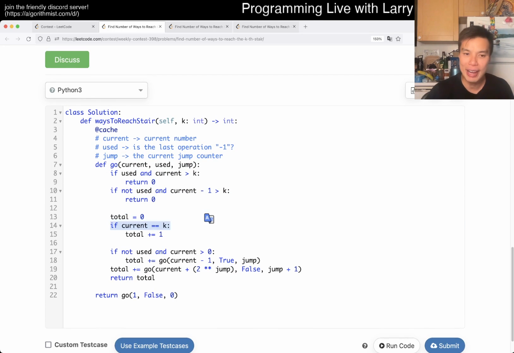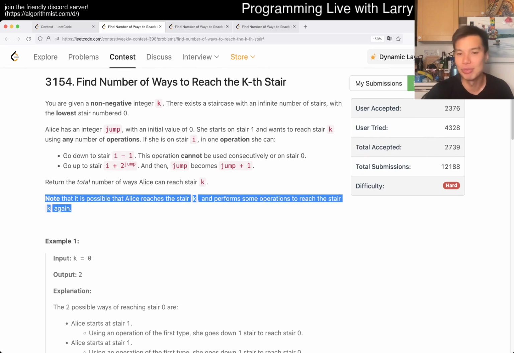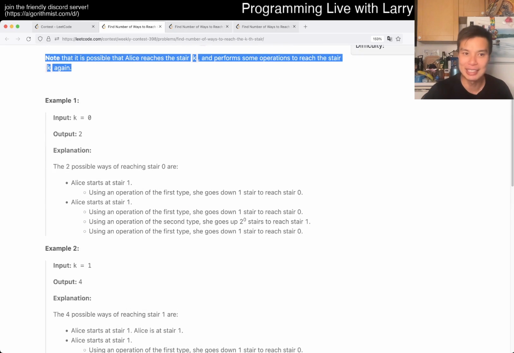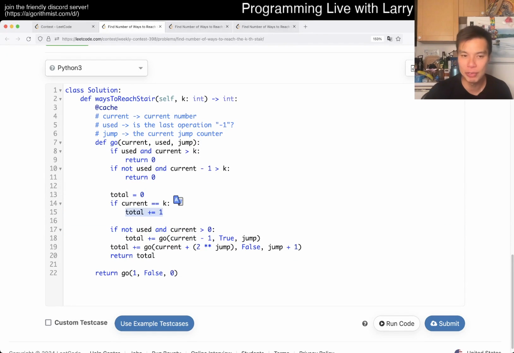If the current is equal to k, we plus 1, but keeping in mind that after you reach k, you can reach k again doing other stuff. And this is actually in example 1 and 2. So we want to continue, we don't want to return. And here, if we haven't used minus 1 and we're not at 0, then we do the operation.